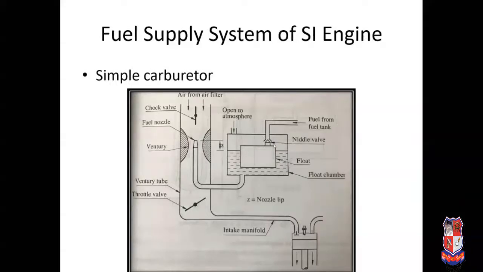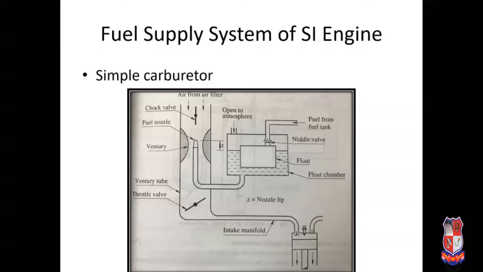Whenever the fuel level decreases, the float will move down, so the needle valve will also move down. This passage will be open and fuel enters from the fuel tank to the float chamber. And again, when the fuel level increases, one stage comes when the fuel level is maintained constant. That means the float and needle valve will close this line and the fuel supply will stop.